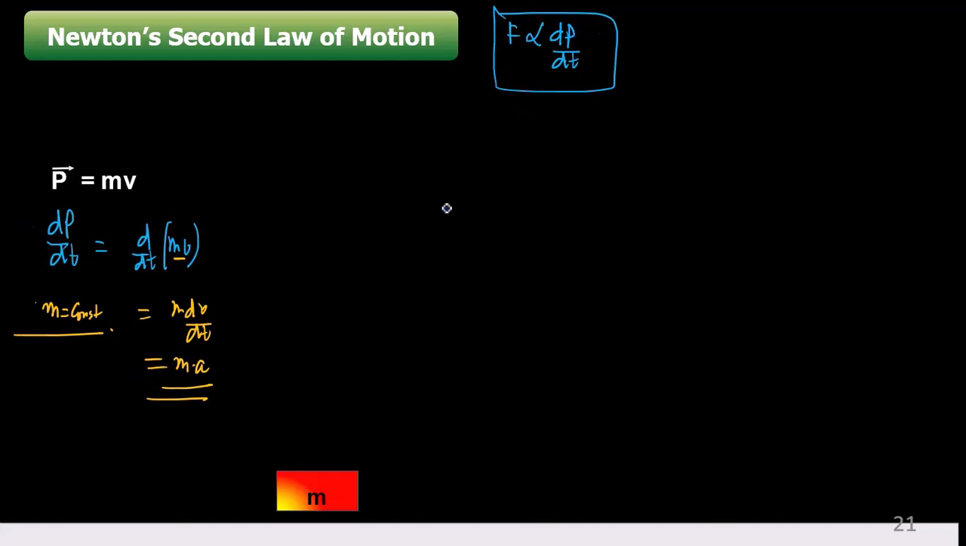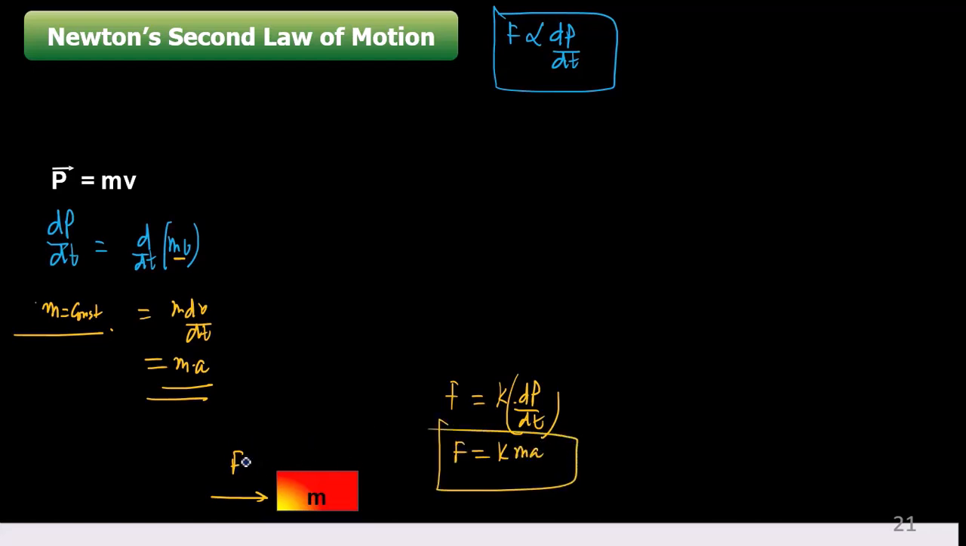So finally, if I apply a force on this particle, it will create a change in momentum. What is the rate of change of momentum? That is dp/dt. According to Newton's law, F is some constant k into dp/dt. Now dp/dt can be written as m into a. So k m a is the expression of the force.